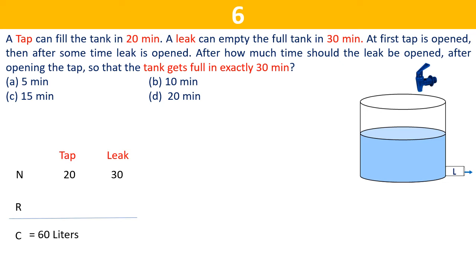So what is the rate of filling of tap? 60 divided by 20, that is 3 liters per minute. And what is the rate of leaking? 60 divided by 30, that is 2 liters per minute.